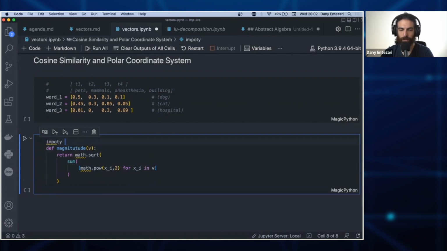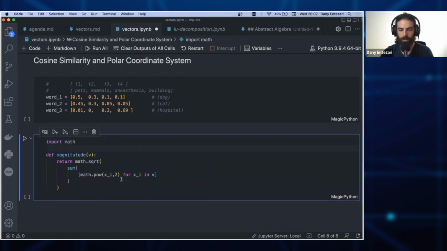I'm going to import the math library. I will take every X sub I of V and raise it to the power 2. So this is the power method. X sub I is the base, 2 is the power, just like we saw earlier. This will give us a list: X sub 1 squared, X sub 2 squared, X sub 3 squared, and then we will use the sum function that's built into Python to add up all the elements in this set. Once we have the sum, we'll take the square root. And that's, of course, how you calculate the magnitude.